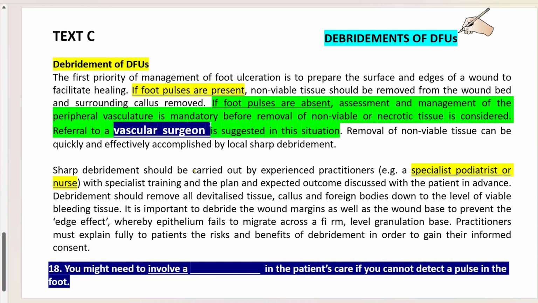See, when we skim the text, we read what we need to do if foot pulses are present and what we need to do if foot pulses are absent. So if foot pulses are absent, assessment and management of the peripheral vasculature is mandatory before removal of non-viable or necrotic tissue is considered. Referral to a vascular surgeon is suggested in this situation. You need to inform the vascular surgeon. So here you might need to involve a vascular surgeon in the patient's care if you cannot detect a pulse. Here they have mentioned if foot pulses are absent. Same as if you cannot detect a pulse. The paraphrasing is that if foot pulses are absent, then you need to involve the vascular surgeon.